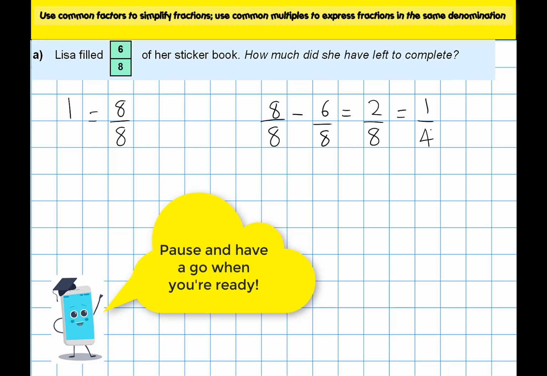If you're feeling confident, then give the next question a go. You can always then join back in if you get stuck. If you still need a bit of help, then stay tuned and we'll go through the next problem.